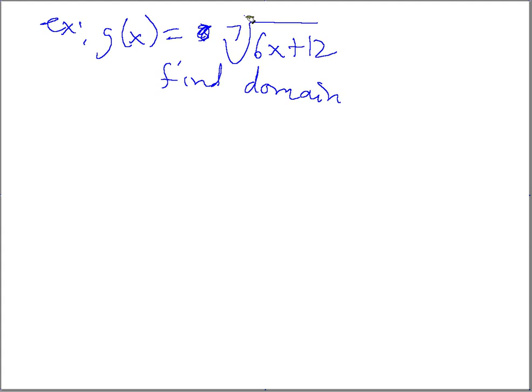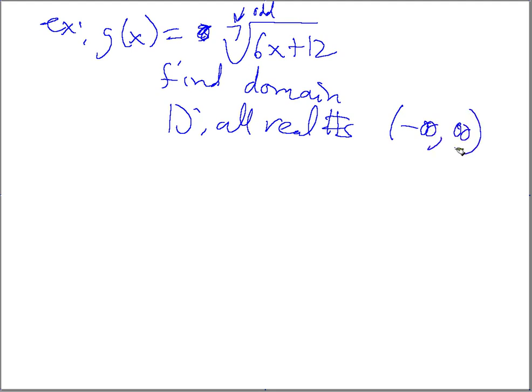Right? If the root index is odd, so therefore the domain is what? All real numbers. All right? Negative infinity to infinity. So really there's no work to show if the root index is odd. If the root index is even, then we have to do some work. So here's what I mean by that. Let's go ahead and take a look at this one here.